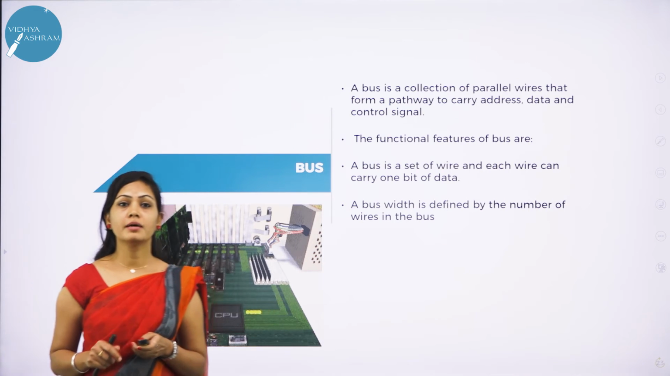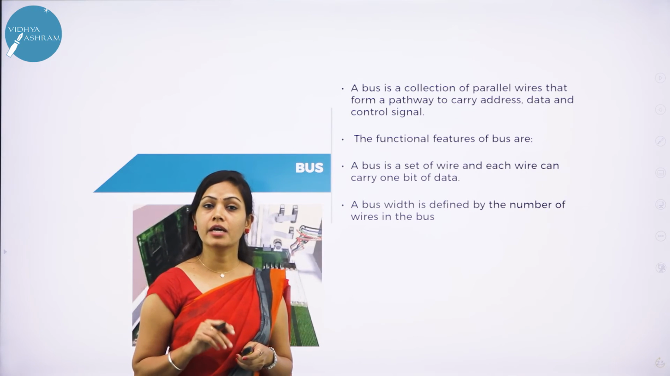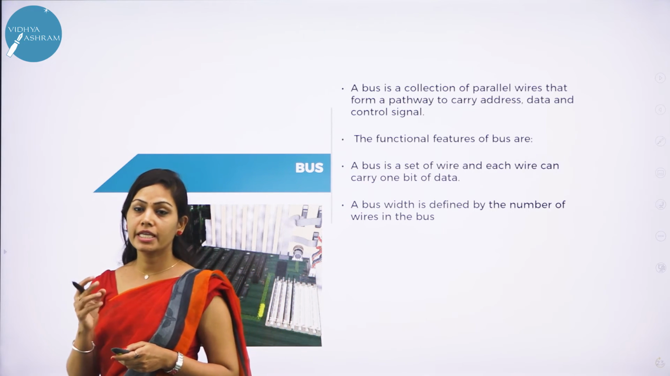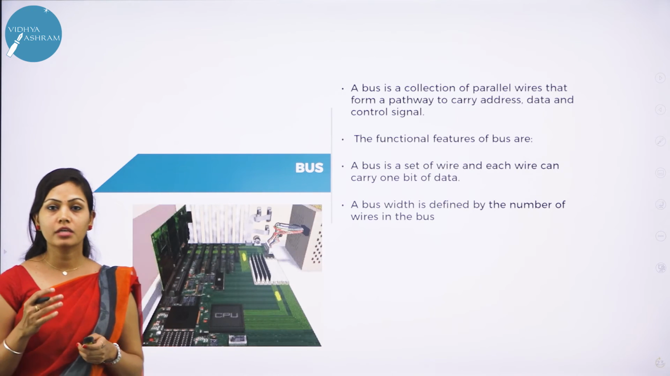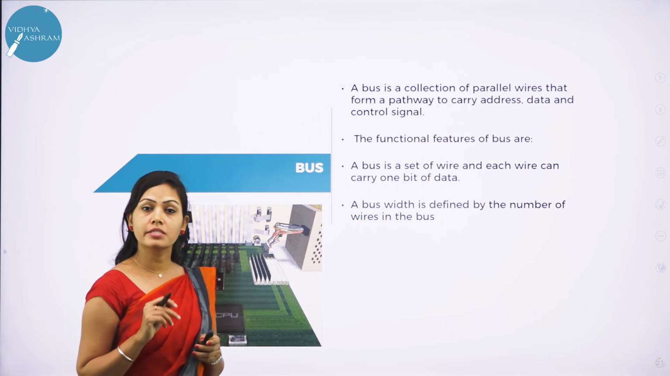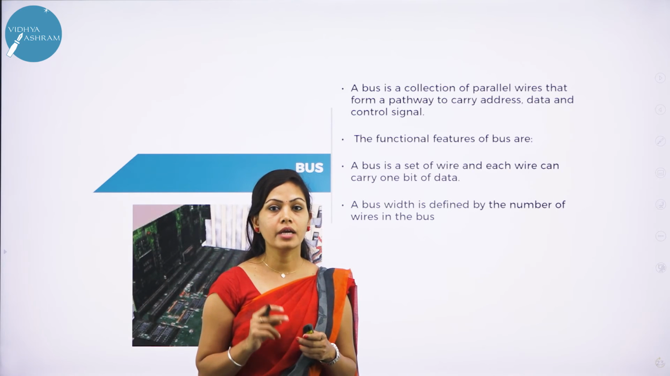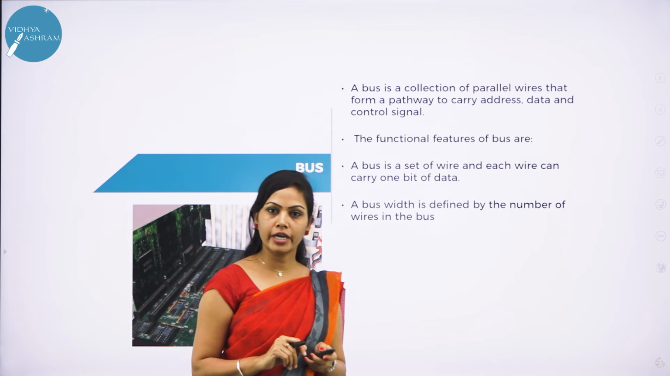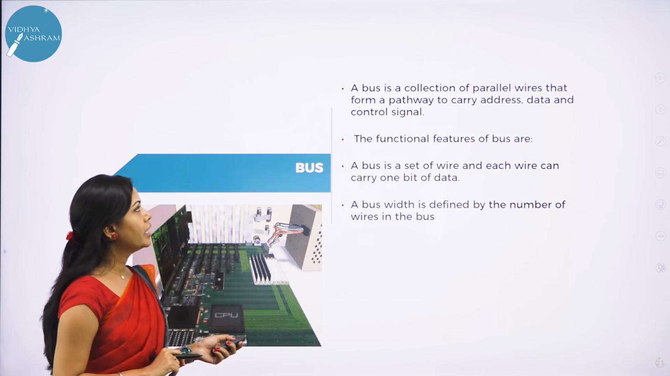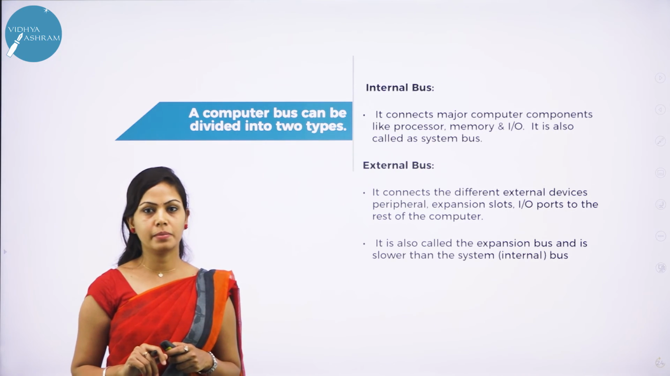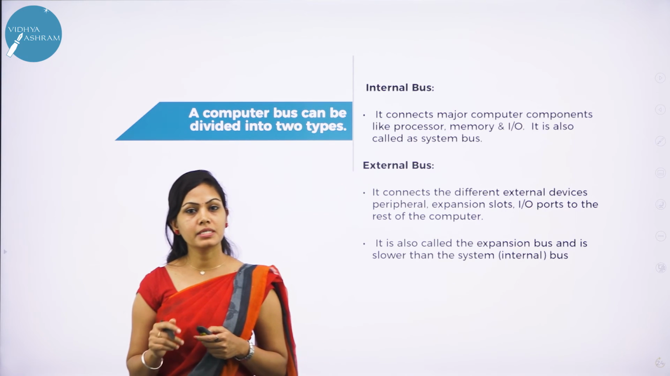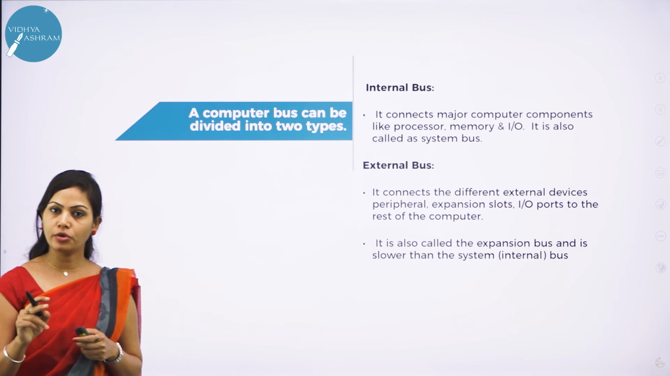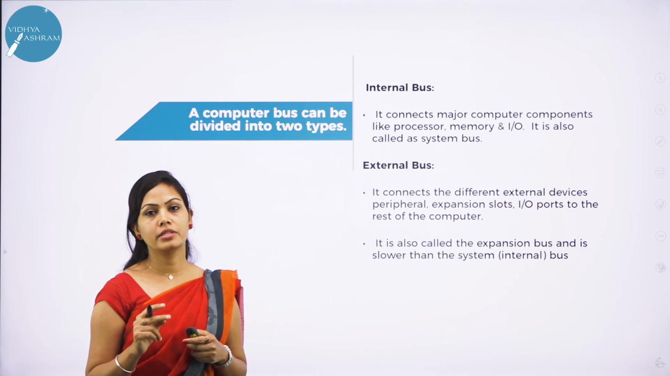Moving to the last part, bus. Bus is a communication system that transfers data between components inside a computer or between computers. A bus is a set of wires and each wire can carry one bit of data. Bus can be classified into two types, that is internal bus and external bus. Internal bus connects all the internal components of a computer such as CPU and memory to the motherboard.